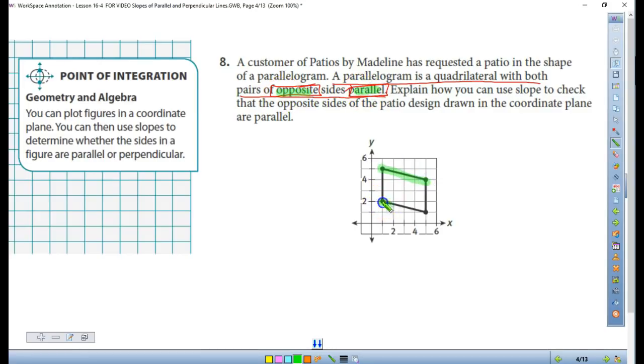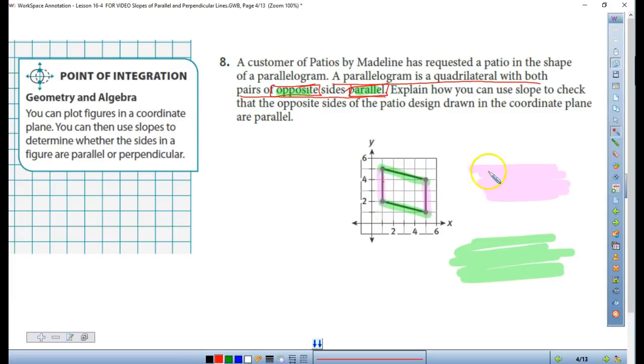Well, opposite sides are parallel. So here and here, they should be parallel, and here, they should be parallel. So we want to make sure that they have the same slope. These two here are rising 1, 2, 3 and running nowhere. So rise 3, run 0, which is undefined, right? Can't divide by 0. So both of these have the same slope, and therefore they're parallel. Those opposite sides are parallel.